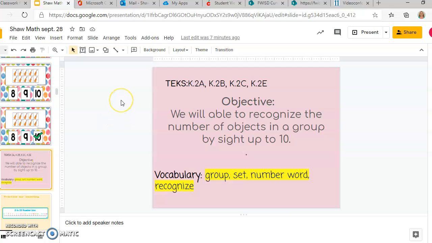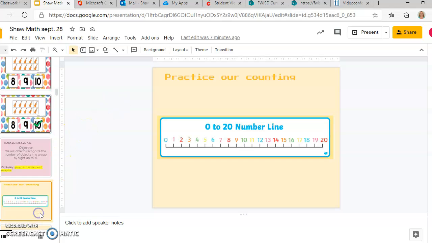Your objective is that we will be able to recognize the number of objects in a group by sight up to 10. So, objects in a group. You can always practice counting on our number line. This one starts at 0 and goes to 20.